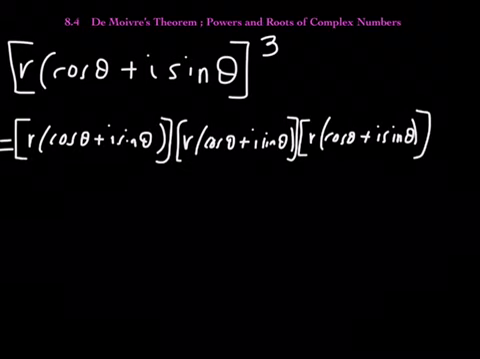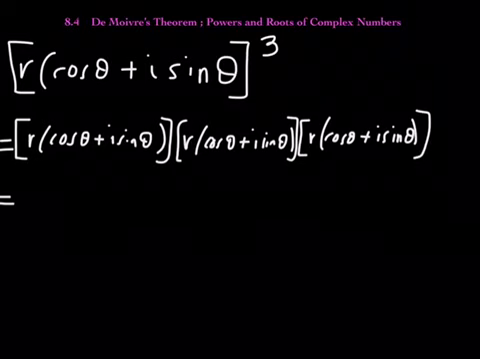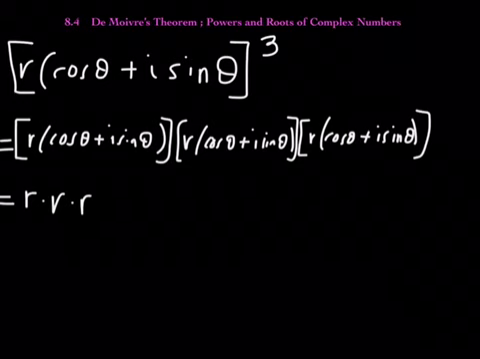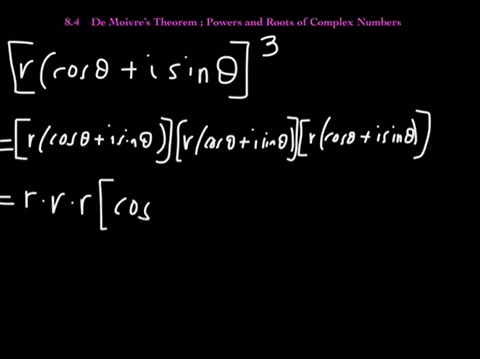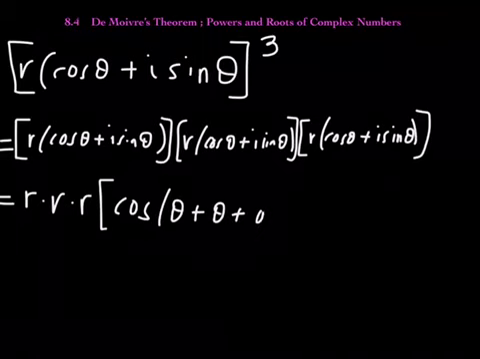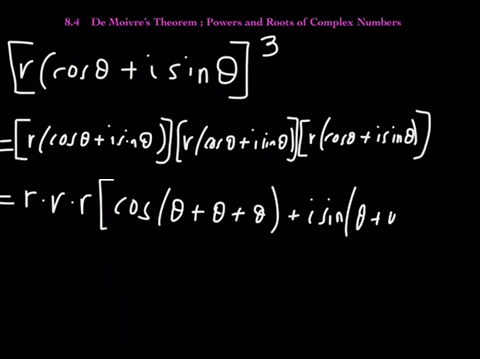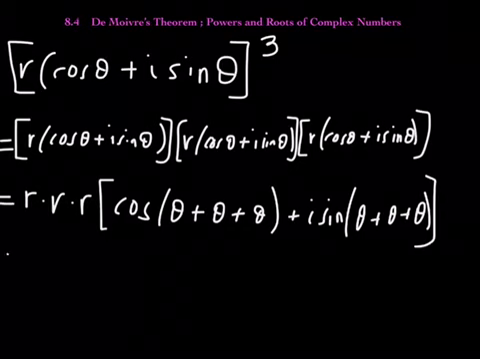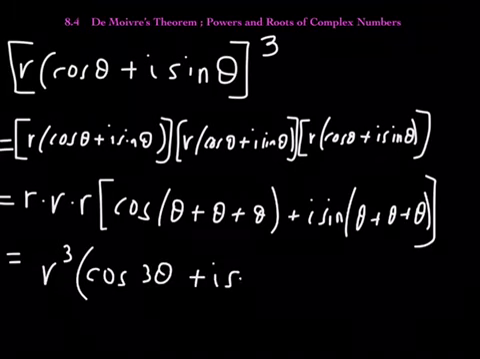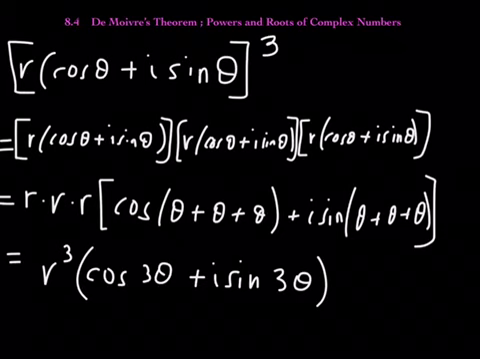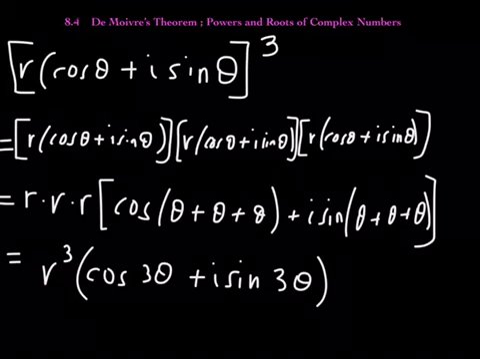Now, again, from an earlier lesson, we know we would multiply the absolute values, so r times r times r, and then you would add the arguments. So it'd be theta plus theta plus theta, and of course plus i times sine of theta plus theta plus theta, right? So you would basically get r cubed times cosine of 3 theta plus i times sine of 3 theta. So when you raise a complex number that's written in polar form to the power of 3, when you cube it, it basically boils down to cubing the absolute value, r, and then tripling the argument.